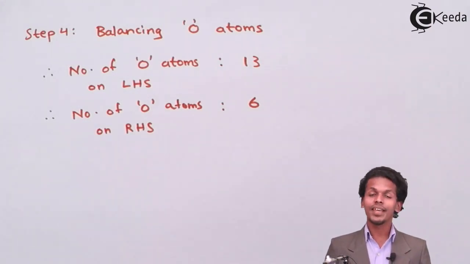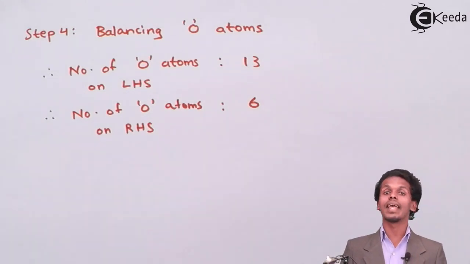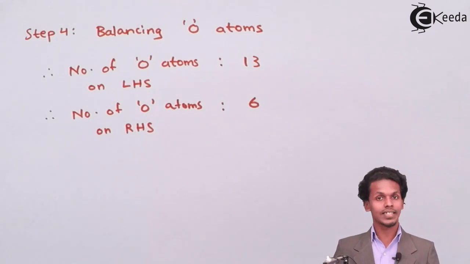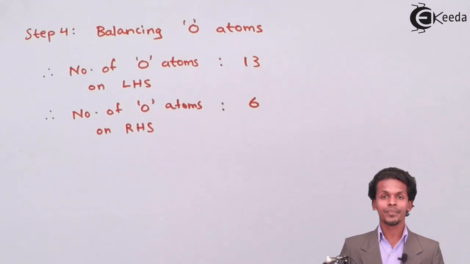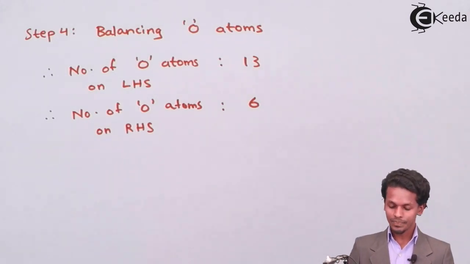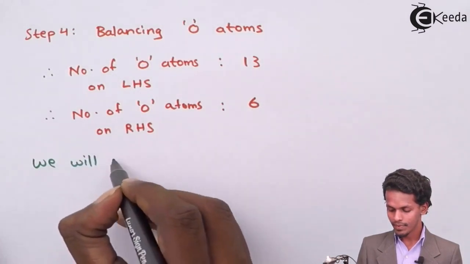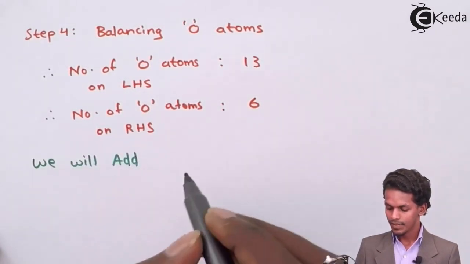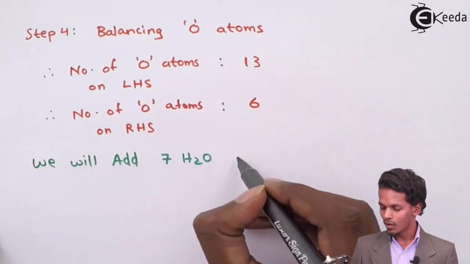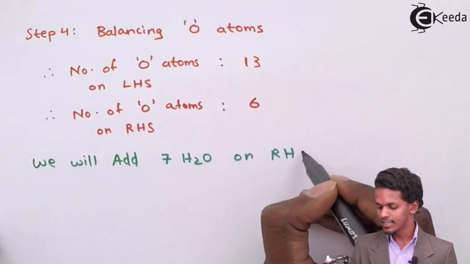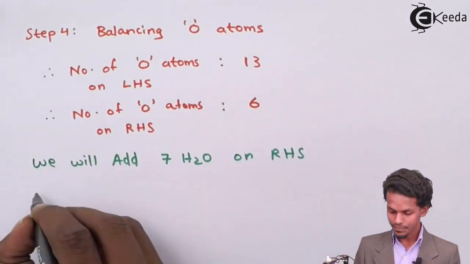I will tell you again why we are adding H2O: because H2O, that is water, acts like an acid as well as like a base. So therefore it is basically neutral, as we could say. So therefore we will add 7 times H2O on the right hand side. Therefore, what could we get?